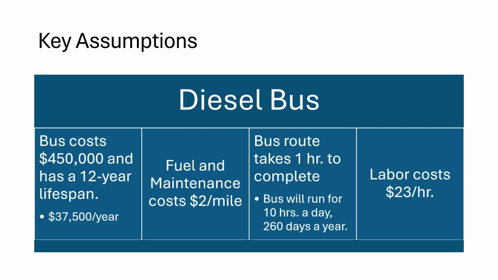For the diesel bus, we are assuming that a bus costs $450,000 and has a 12-year lifespan, which comes out to $37,500 per year. Next, fuel and maintenance will cost $2 per mile traveled. The bus route will take 1 hour to complete, and the bus will run for 10 hours a day, 260 days a year. And finally, labor will cost $23 an hour to operate the bus.